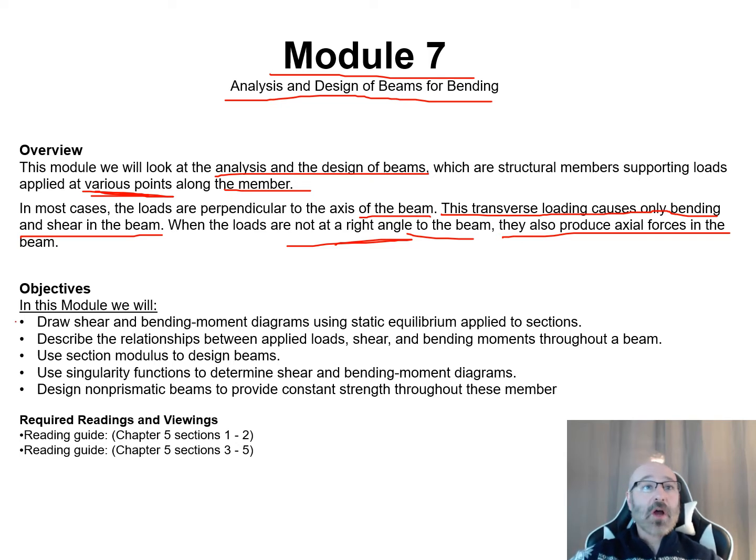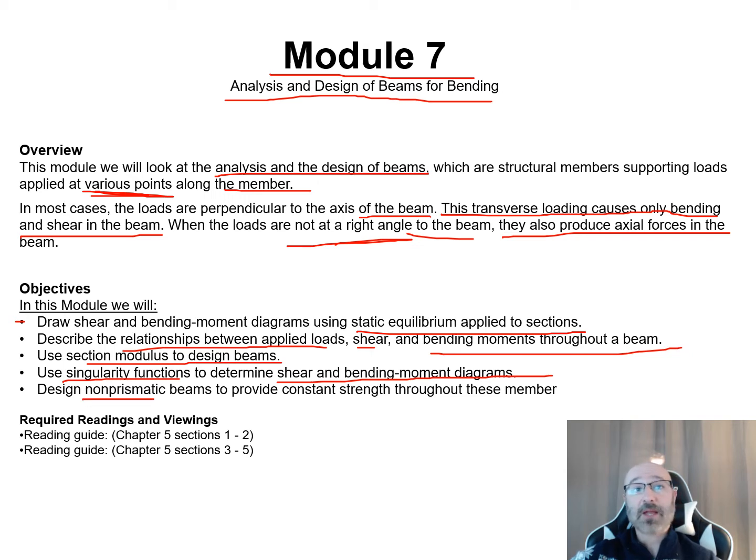So within this module, what are we going to do? We're going to draw out our shear and bending moment diagrams using static equilibrium applied to sections. We're going to describe the relationships between your applied loads, shear, and bending moments throughout the beam. We're going to use section modulus to design beams. Then we're also going to take a look at the singularity function and use those to determine the shear and bending moment diagrams. And last, we're going to take a look at the design of non-prismatic beams to provide constant strength throughout these members.